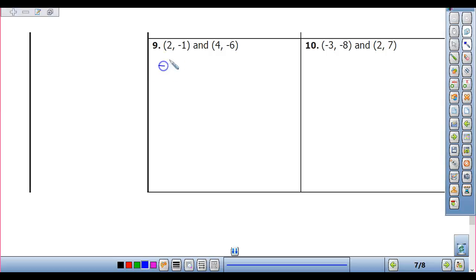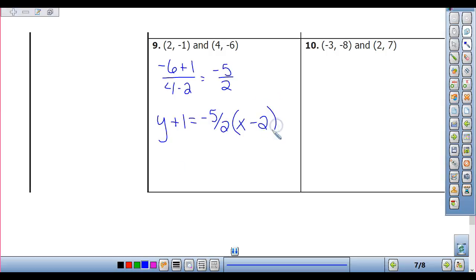I found my slope. The only mistake that I saw was we forgot to change that to a plus. We did a really good job getting negative 5/2 for my slope. And then y, remember, don't forget this minus a negative 1 turns into a plus 1. Negative 5/2 x minus 2. And then I saw a lot of people get to this point and go, uh-oh.